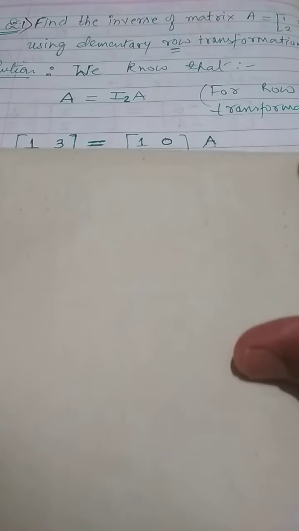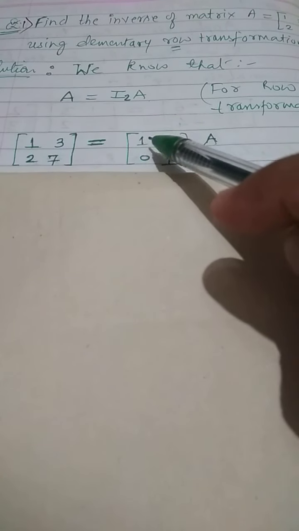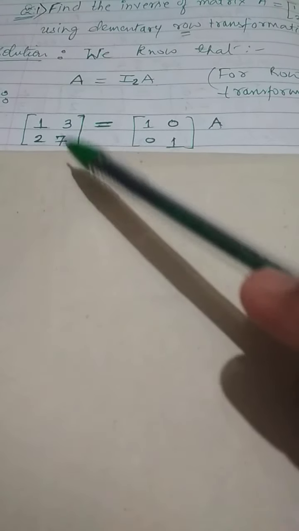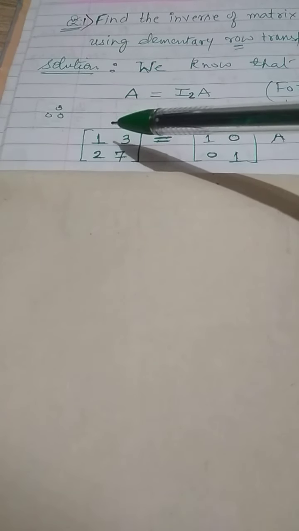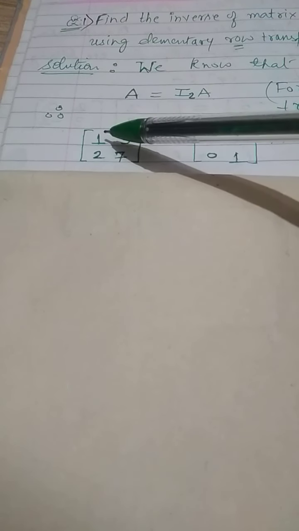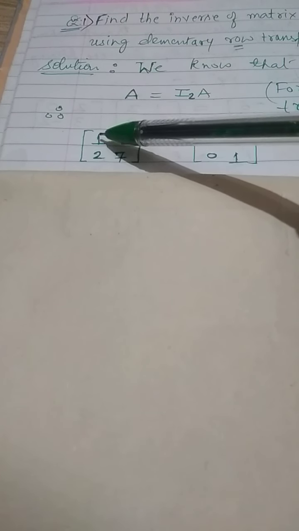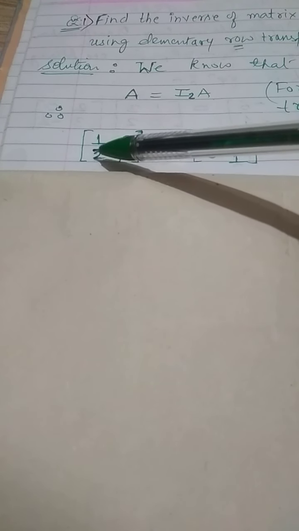So let us substitute the matrix A. Matrix A is nothing but [1, 3; 2, 7], and here the identity matrix will be [1, 0; 0, 1]. A is as it is. Now what should be focused on? This matrix should be converted into the identity matrix. So how does an identity matrix look? 1 0 0 1. So it is our aim to convert the first row, first column element to 1, which is already there.